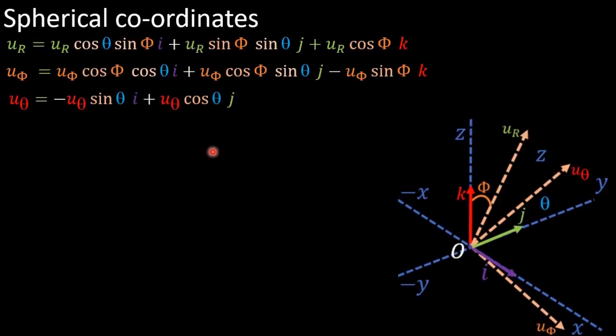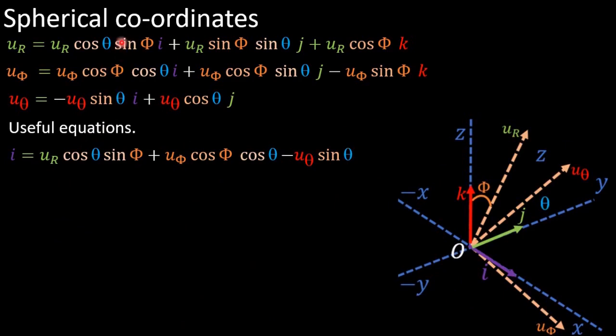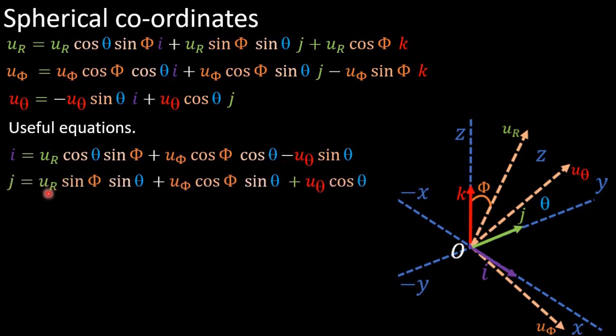Here are the three expressions that I found, and out of this I can also construct some useful equations that will come in handy later on. So I can take all the terms in the i direction and put them together like this. So u sub r times cos theta times sine phi is in the i direction. I know that because it's multiplied by the unit vector i, so I put that into there. Same thing with this term, that's in the i direction. Same thing with this term, and that is in the minus i direction. I do the same thing with the terms with a j unit vector in them to get this expression here, and the same thing with the k unit vectors. So that is this term and this term.